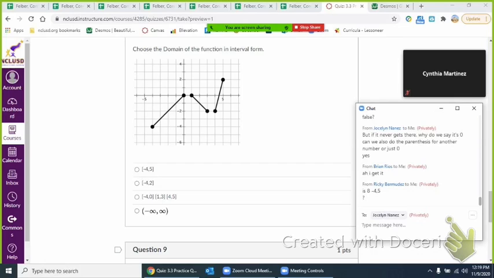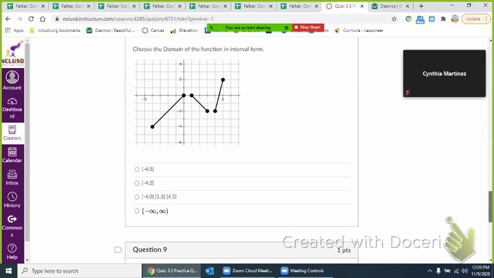So for number 8, it says to choose the domain of the function in interval form. Interval form is just like the parentheses or the brackets. But keep in mind, domain, that's X's. So we need to basically cut off the graph, left to right, where it starts and stops. But there's 3 pieces. So we have 1 piece there. We got another piece here. Then we got a third piece here. Well, if you just go down and look at the answers, what's the only one that has 3 pieces in it? Because if there's gaps in the domain, there's going to have to be more than one bracket.